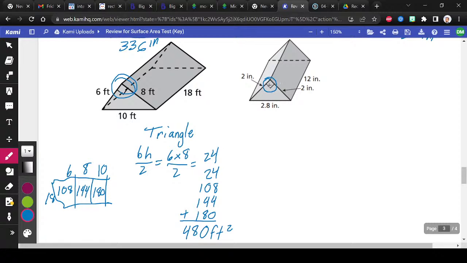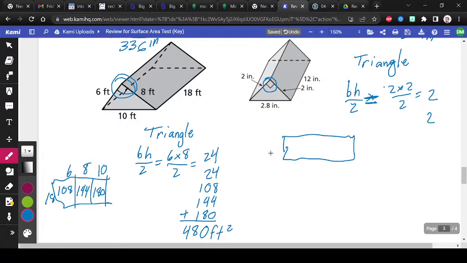So here we go. We've got these two sides of the triangle that make up the right angle. So the area of a triangle is base times height divided by 2. The base and the height are both 2. So 2 times 2 over 2, which is 2. And we have two 2's because we have a front triangle and a back triangle. The two triangles are separated by 12 inches.